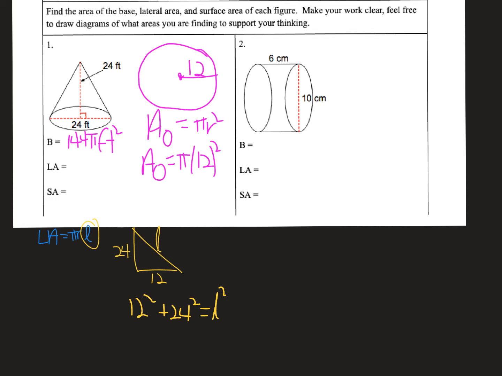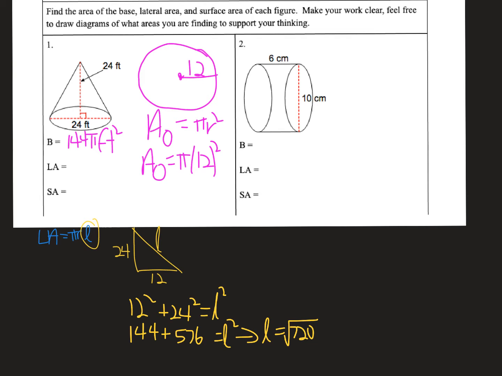So I'm going to have 144 plus 596. 576? Maybe 576 sounds better. Should probably just check that out. 576. Okay, I got it. So if I add 144 to that, I get 720 for L squared. So that means L is the square root of 720. I'm going to leave it like that because I don't want to mess with things.